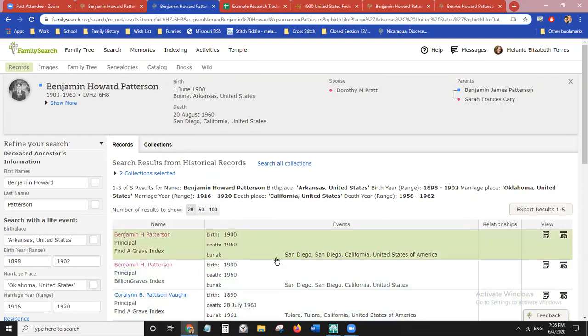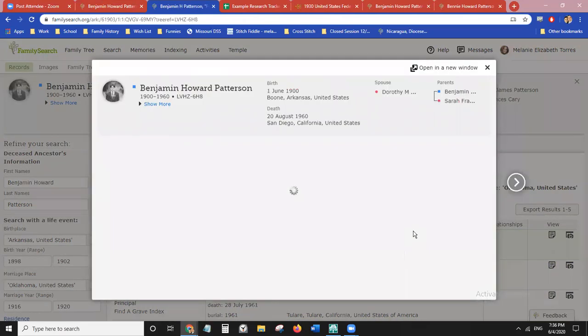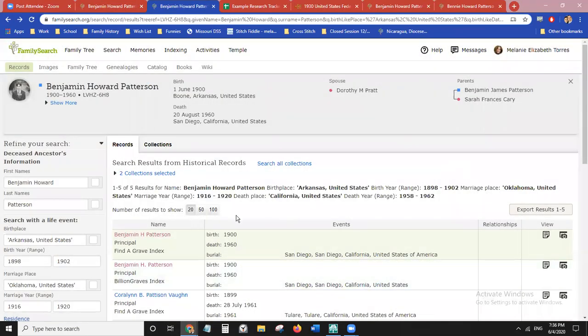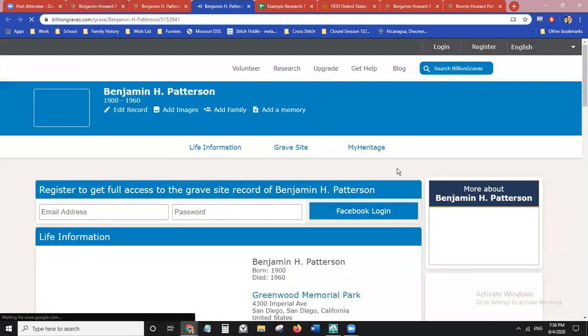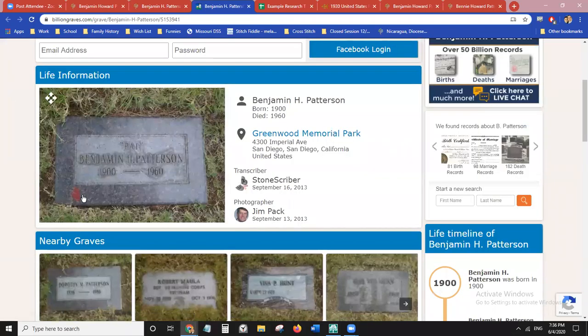So we have two sources right here. We have Benjamin H. Patterson, Benjamin H. Patterson. So this is probably the same person. This is probably our person. Matches the years and the place. So San Diego. So if you remember when we looked at Find a Grave last time, the information looked okay, but there was no picture. So I'm going to check BillionGraves right here. And it looks like BillionGraves has a picture. So that is great information.